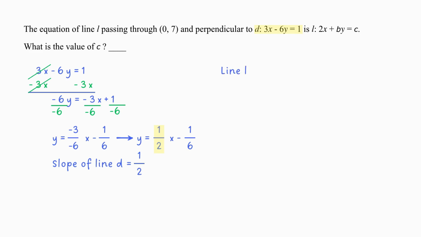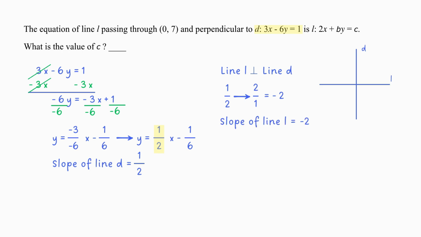Find the slope of the new line L. Line L is perpendicular to line D. Perpendicular lines have negative reciprocal slopes. This means you flip the fraction and change the sign. Flip 1 over 2 to get 2 over 1, which is equal to 2. Change the positive to negative to get negative 2. So, the slope of line L is negative 2.